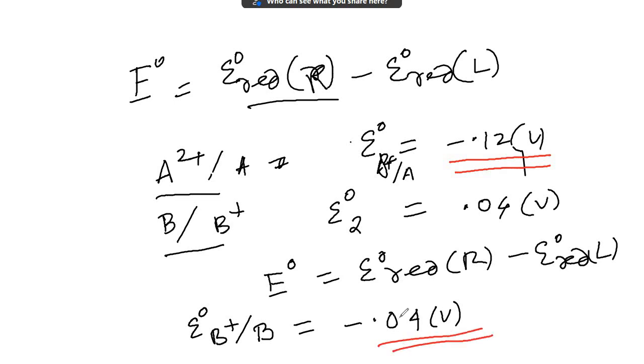Out of the two half cells, which is more? The less negative the value, the greater it is. So in this case, B plus to B is more than A2 plus to A. Here, not only magnitude but sign is also taken into consideration. Due to higher reduction potential, it will act as cathode, so it will be at the right, and due to lower reduction potential, it will be the anode, on the left. So the EMF of the cell can be calculated as follows.